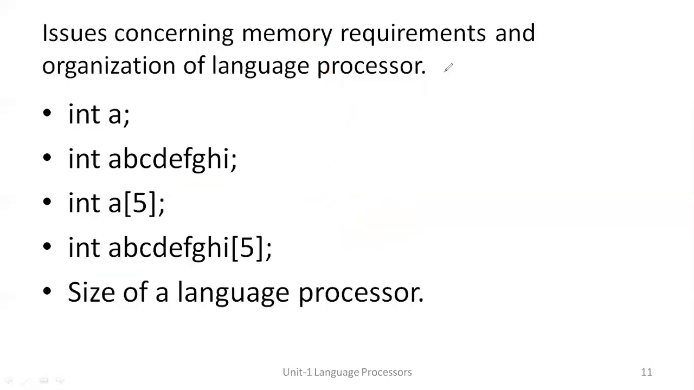I hope the point is clear on how memory is required and how it is calculated. If it is a single-length identifier, the memory required is the memory for an int. And if it comprises more places like this, then it needs the memory of int times 5. So you can calculate 2 bytes into 5, which is 10 bytes, versus 2 bytes. It is like that. I hope you understood the concept.